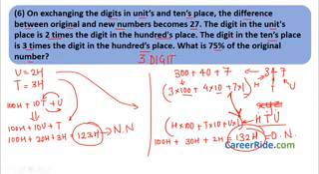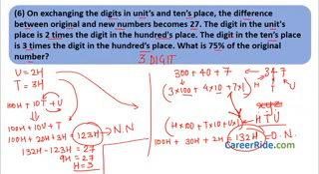Now they are saying the difference between original and new number is 27. So 132h minus 123h is equal to 27. So that would be 9h equal to 27. So h would be equal to 3. Value of h is 3. So now what is the value of u? U is nothing but 2h, 2 3s are 6, and t is nothing but 3h. So 3 into 3 is 9.